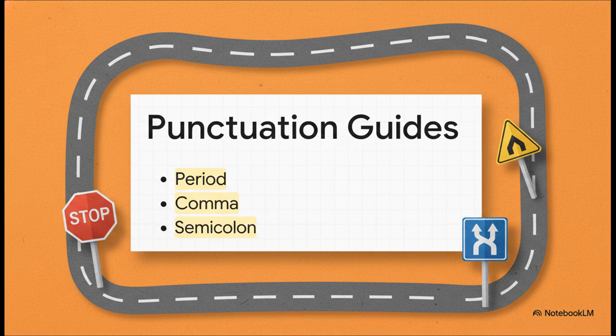A period is a big red stop sign. The sentence is over. End of story. A comma is like a yield sign, telling your reader to take a quick pause. And the semicolon? It's a special kind of stop that connects two very closely related main clauses without even needing a FANBOYS conjunction. Getting these right is absolutely crucial for making your writing smooth and easy to read.